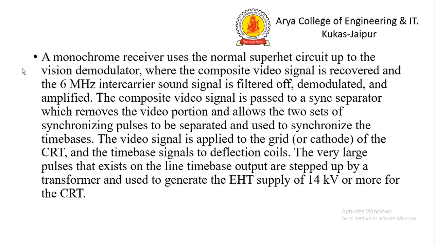A monochrome receiver uses the normal superhet circuit up to the vision demodulator. Basically, this is the basic definition of the monochrome receiver, where the EHT supply is required, a CRT is required, a deflection coil is required, and the composite video signal is passed to a synchronize separator which removes the video portions.